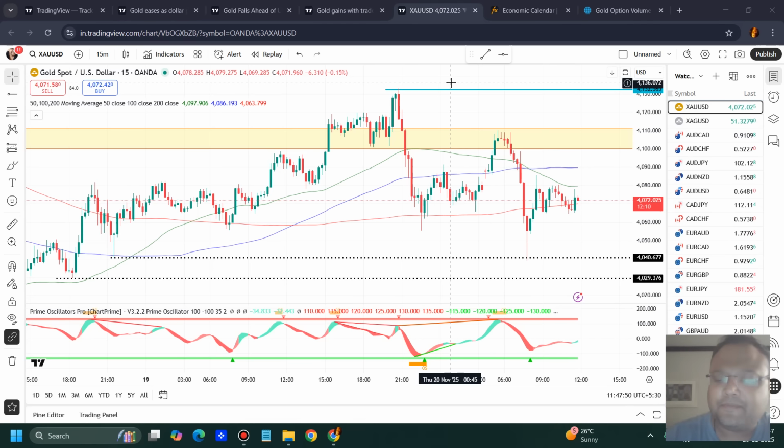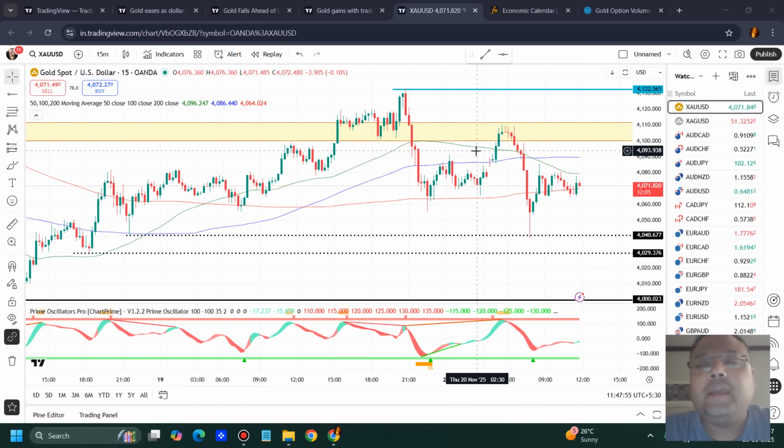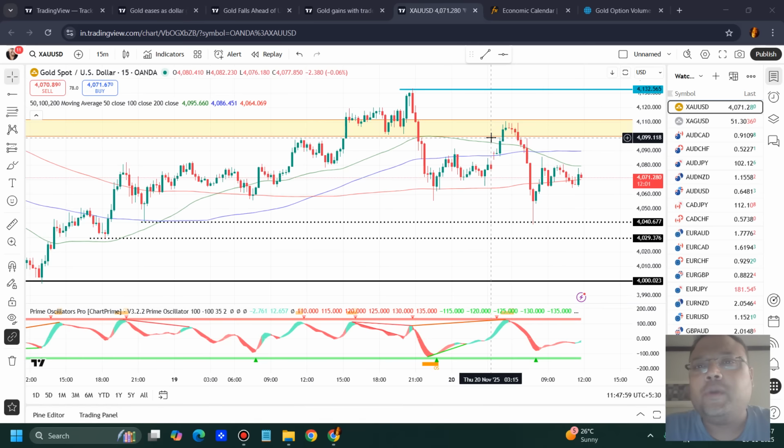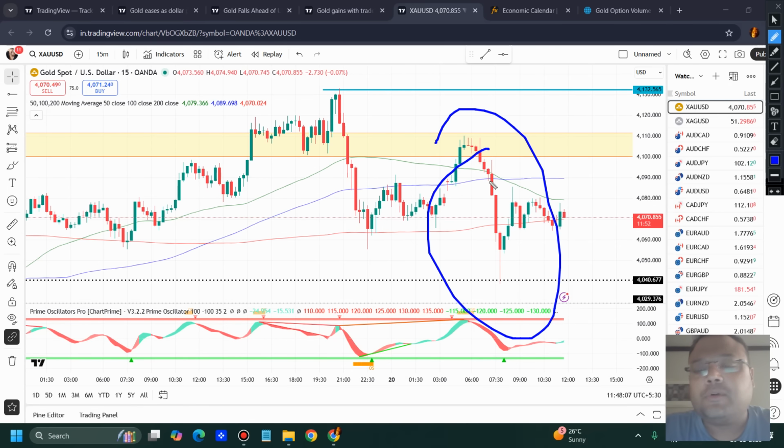So let's get started. And my dear friends, this is a 15-minute chart of gold in front of us. And we had two storms. The first storm was FOMC. It's over now. And now we are waiting for the bigger storm, the NFP or the employment numbers. After the FOMC, we saw a good drop on the chart of gold, and now we can see that gold is waiting for the second news.